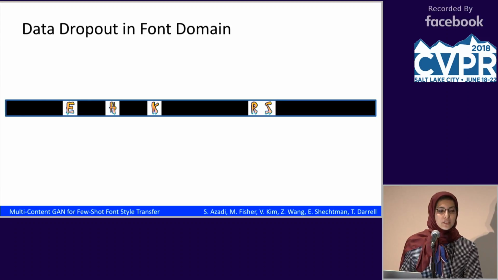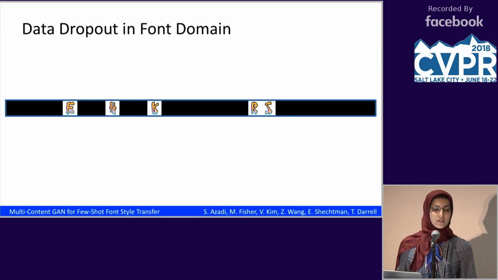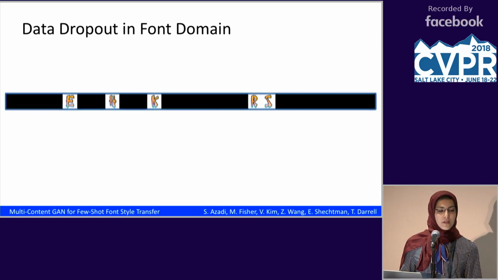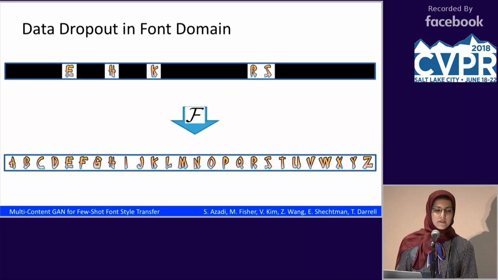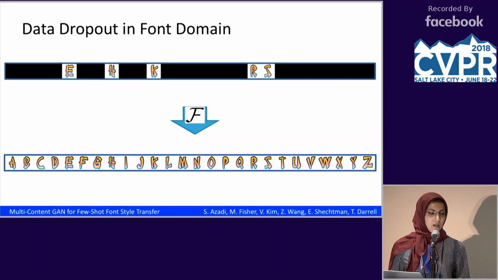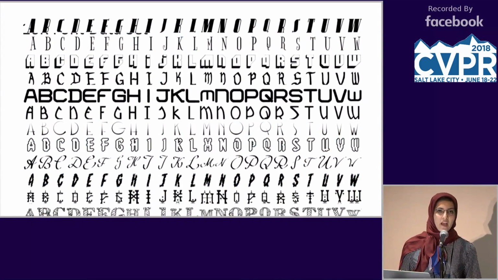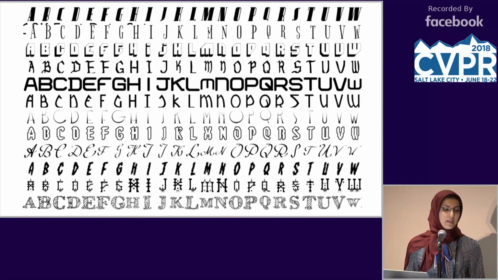So we are encountered with the data dropout problem in the font domain, where in the input we are given a subset of the letters, and we want to learn a model in order to generate the rest of the letters with the same font style. It requires capturing correlations and similarities between the source letters and the unseen ones. For this purpose, we have collected a dataset of 10K fonts with different variations and styles.